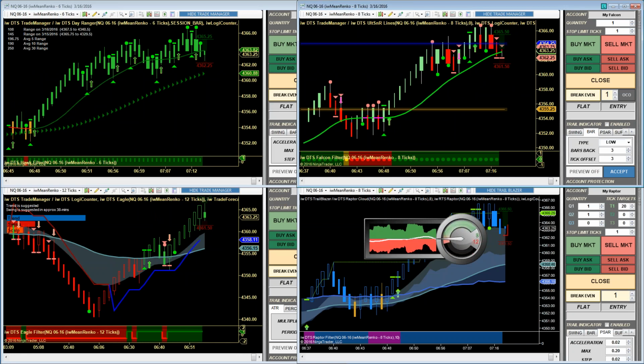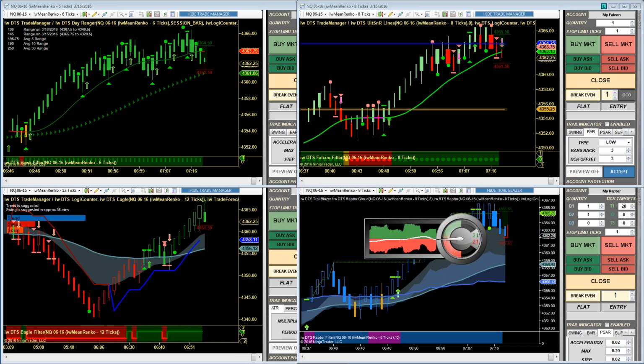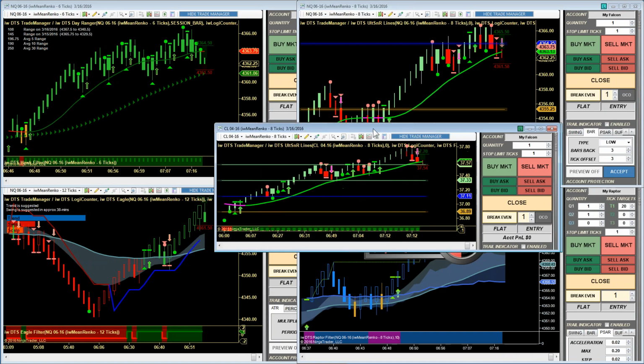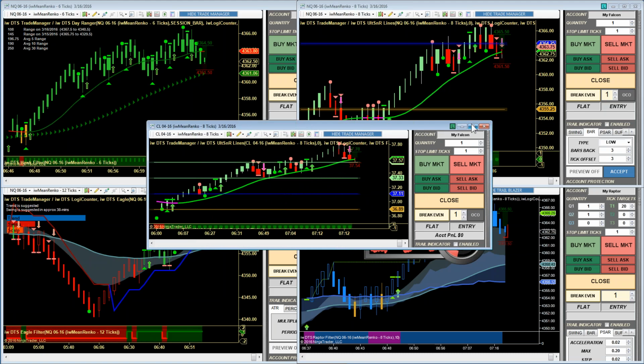We might even get a soft edge sell signal, which is a counter trend signal here on the Raptor. I don't see any of our counter trend signals on the Hawk or the Falcon just yet. All right, let's bring crude oil over here. Here's crude oil on the Falcon.